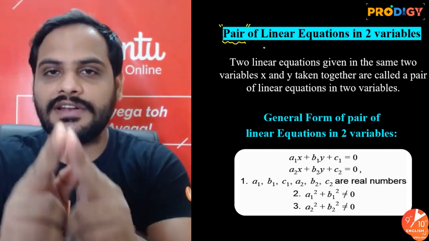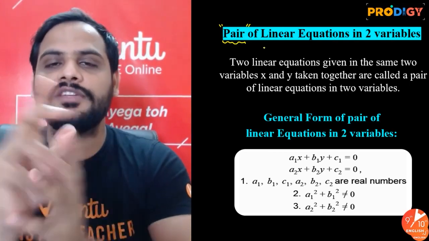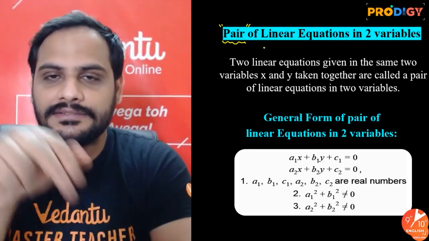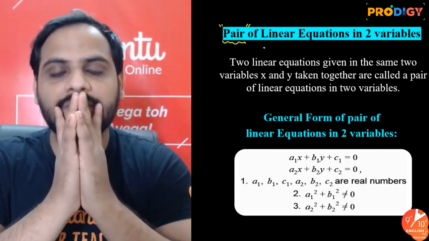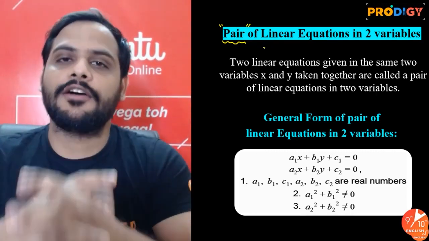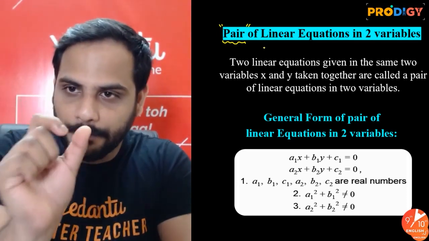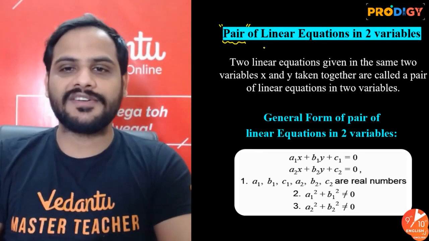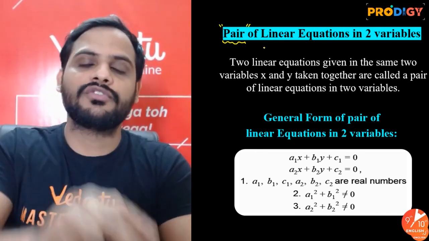So try to understand the difference. In the previous grade 9th, we have only solved one equation. This time we are solving a pair of linear equations in two variables. So please be focused on the word pair. Pair means two equations. Here I will give you two equations and we have to solve those two equations together.